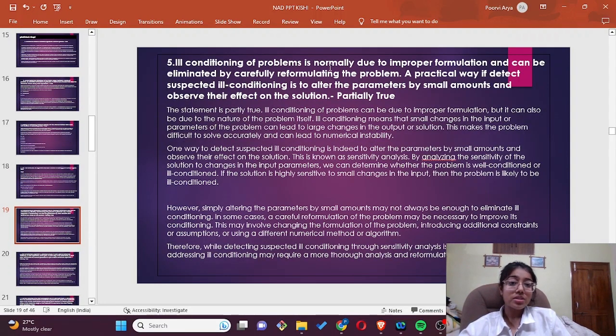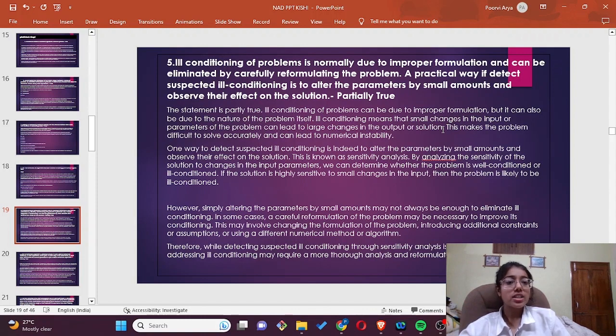Conditioning of problems is normally due to improper formulation and can be eliminated by carefully reformulating the problem. A practical way to detect suspected ill conditioning is to alter the parameters by small amounts and observe their effect on the solution. So the answer to this is partially true, because the conditioning of a problem can be due to improper formulation, but it can also be due to the nature of the problem itself.